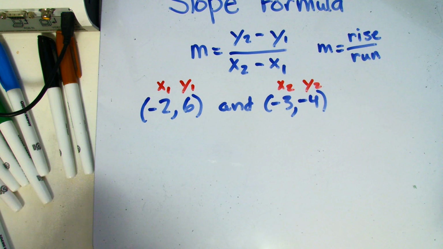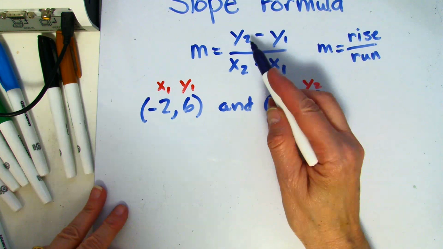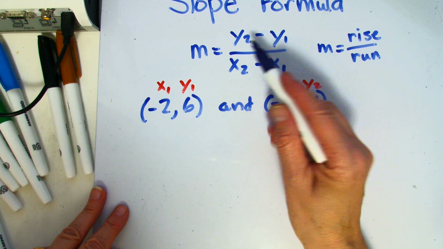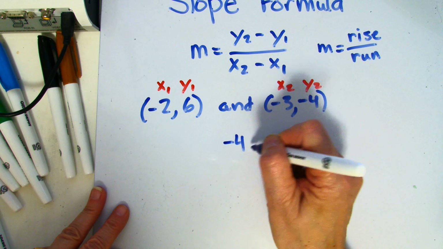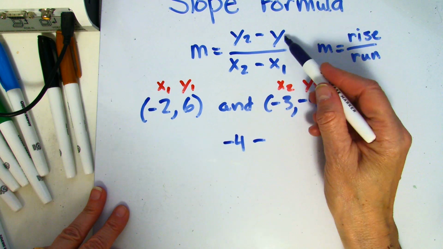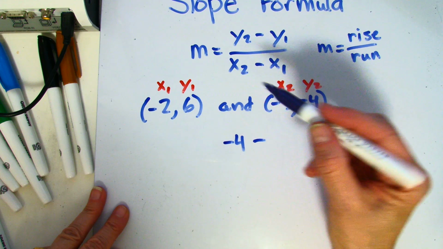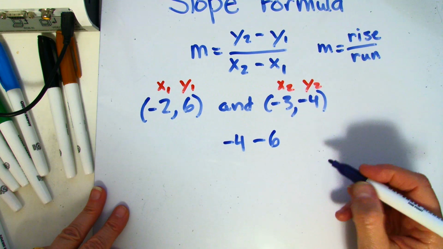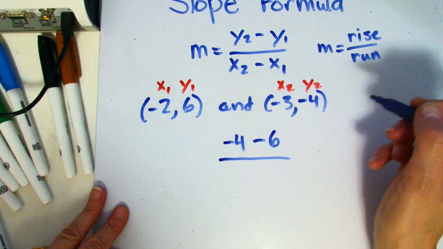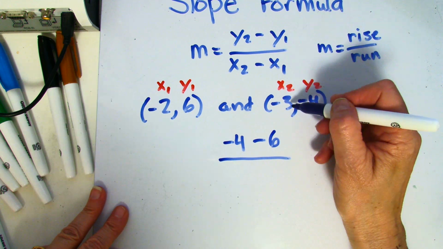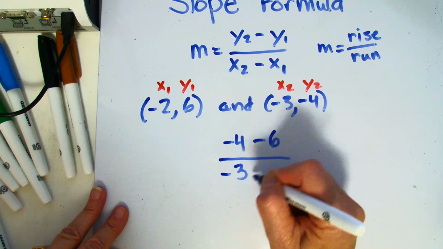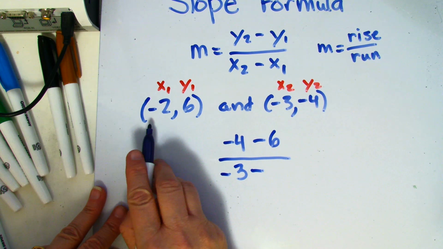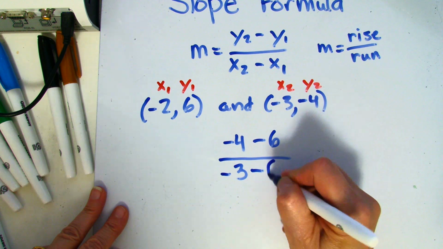Okay, my formula wants me to plug in y2 minus y1. So y2 is negative 4 minus y1. That's going to be a positive 6. So negative 4 minus 6. Now x2 is also a negative. It's a negative 3. I'm going to subtract. x1 is also a negative, so I'm going to write that inside parentheses.